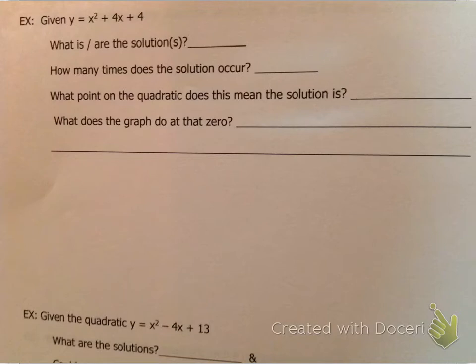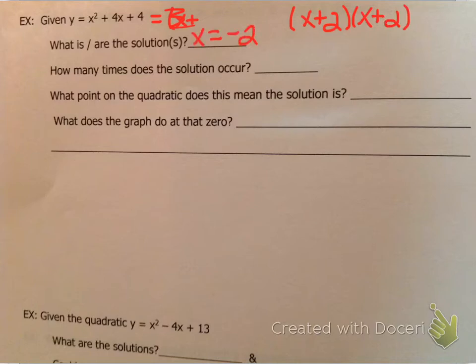Okay. Hopefully it broke up pretty easily for you. It factors as x plus 2 times x plus 2. And so what you get is x equals -2, but you get x equals -2 for both factors. So that solution occurs twice.